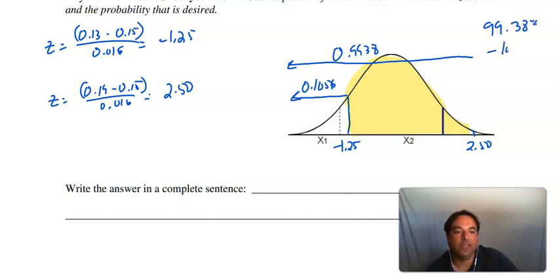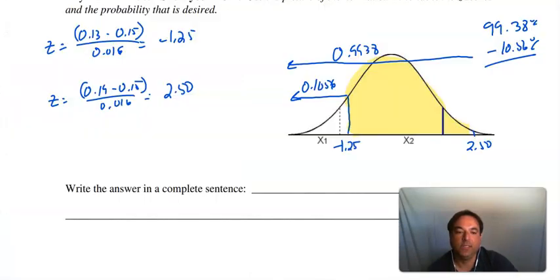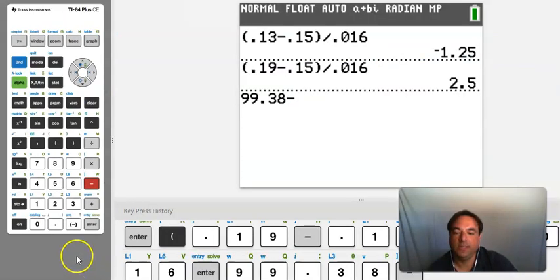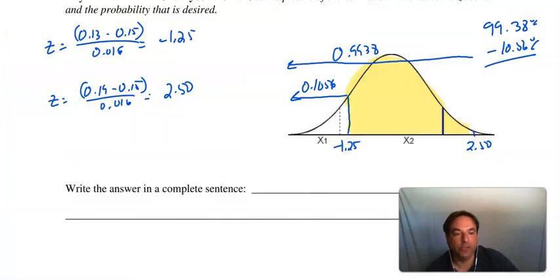99.38% minus 10.56%. Put that in the calculator. 99.38 minus 10.56, and you get 88.82%.